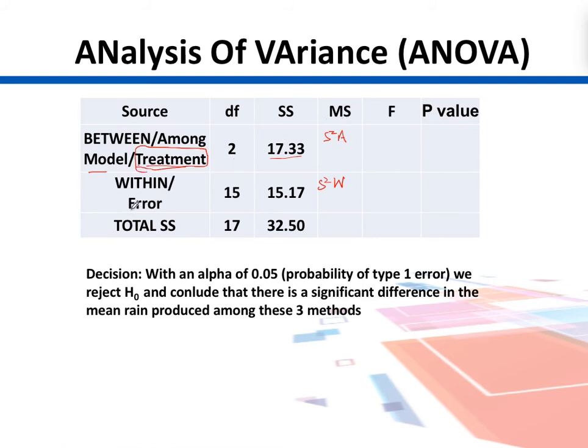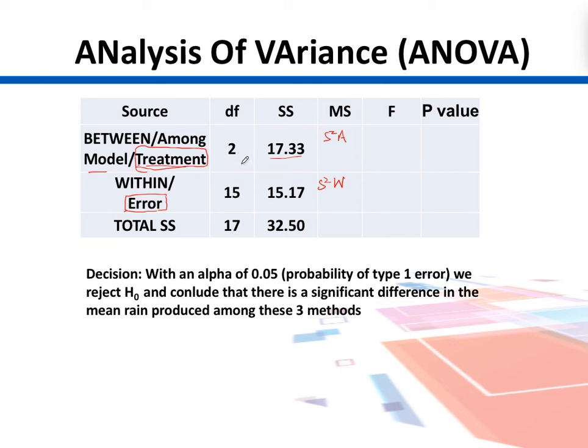And for this term most of the time they use the word error, sometimes within, but mostly we see error. So this is the sum of square error, this is sum of square treatment. But please recall that we do have other names for the same thing. This term had names like between, among, and model. So mean square is this sum of square divided by its respective degrees of freedom. Now we average that, right?